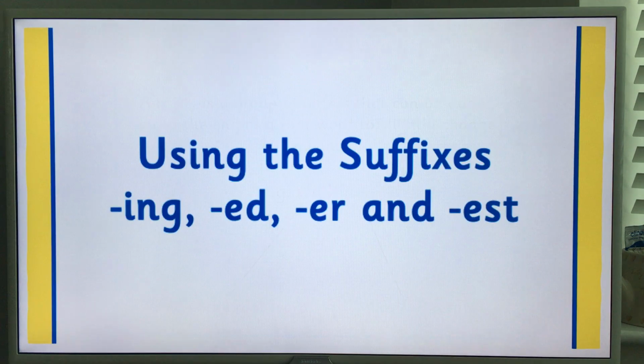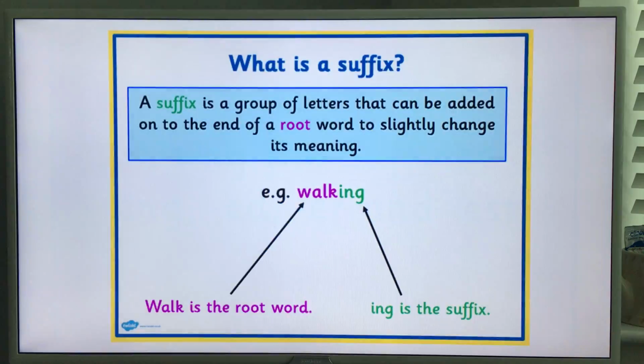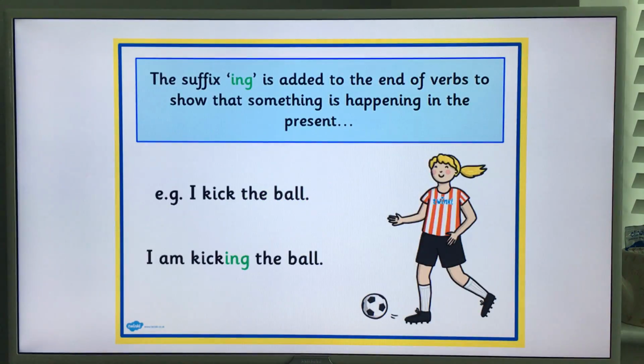So if we look back, we're going to be looking today at using the suffixes ing, ed, and est. Now if you add the suffix ing to the end of a verb, it shows something that is happening right now. So for example, the root word kick, if you add the suffix ing, you get kicking. I am kicking the ball.